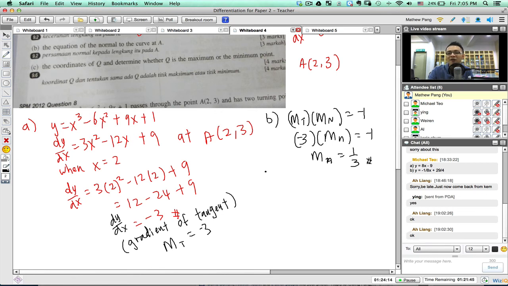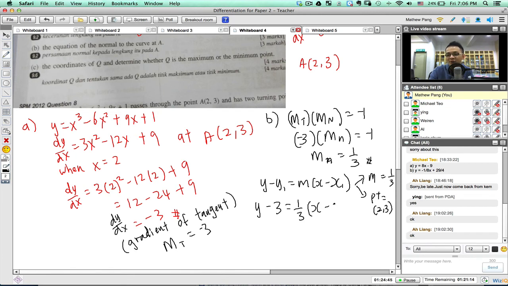Alright, I say find equation, we must use this formula: y minus y1 equals m times x minus x1. And in order to use this formula, you must fulfill two conditions. You must have a gradient and you must have a point. We have the gradient, which is 1 over 3. We have a point, which is point A. What is point A? 2, 3. Then I just substitute. This one is x1 and y1, right? So y minus y1 equals m times x minus x1. I just solve this one, I can get the equation of the normal.